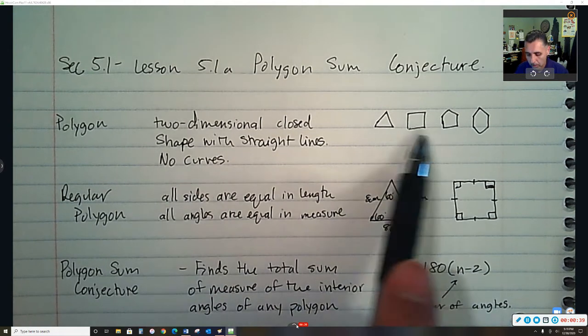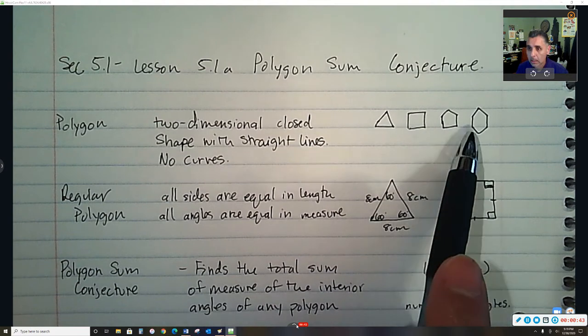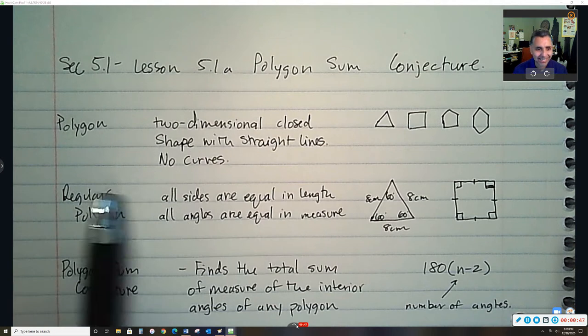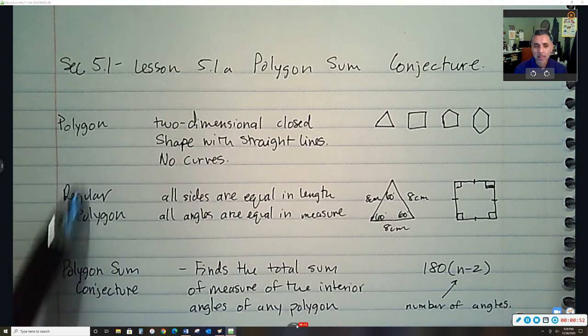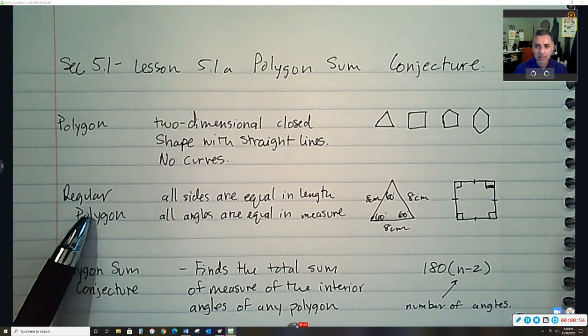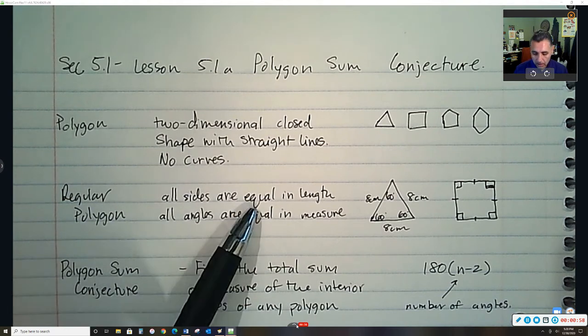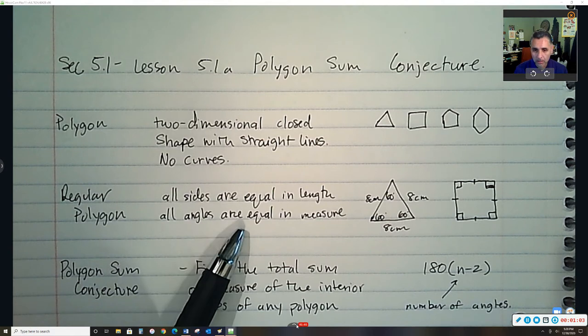And then here's just some quick examples. You have a triangle, a square, a pentagon, hexagon. We'll go over the names later. And so that's a polygon. Now a regular polygon is kind of special. It's special because all the sides are equal and all the angle measures are also equal.